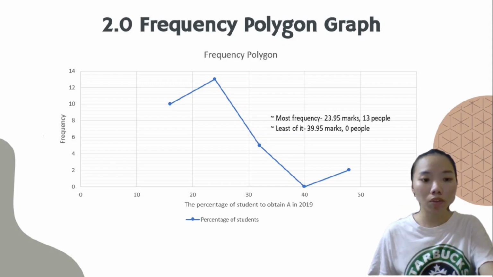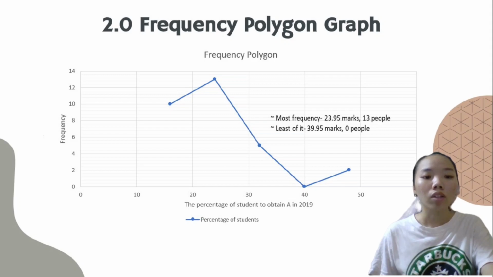From the frequency polygon graph, you can see that the highest frequency of students who obtain A is at the midpoint of 23.95 marks. There are 13 people at that point, but the lowest frequency is at the midpoint of 39.95 marks. There are 0 people at that point.